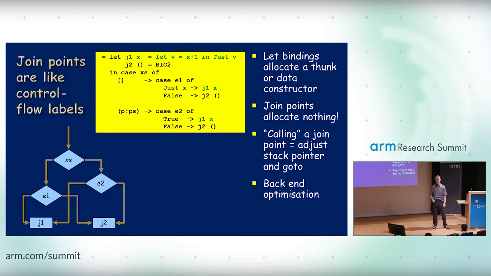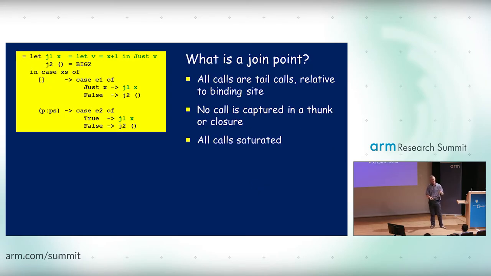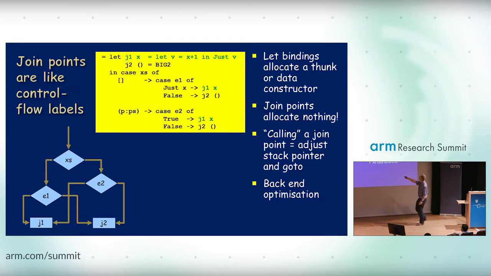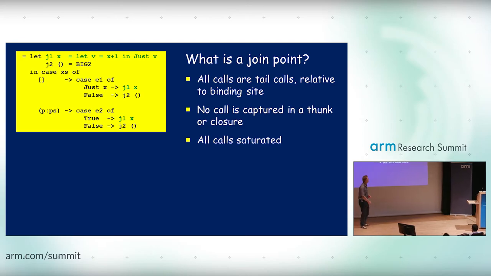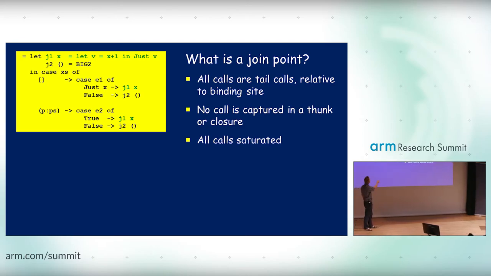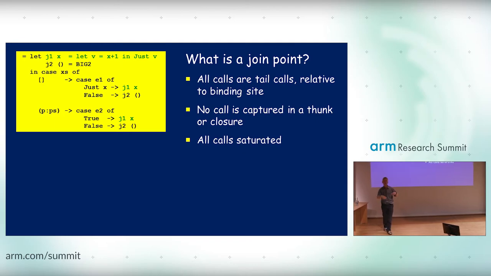Okay, I'm about to get to the excitement. Before I get there, I just want to characterize what it is that makes the let bindings that are join points, that have this very fast operational implementation, different. What makes them different from ordinary old let bindings? And here it is. So one of these green join point things is a join point that has this very efficient implementation if all the calls to it are tail calls, right, that is, no call is captured in a thunk or closure.